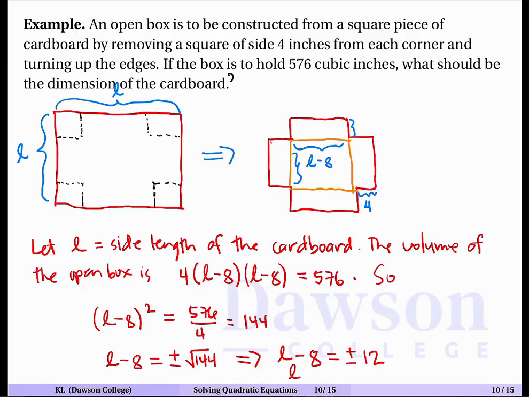Which means L is equal to plus or minus 12. We bring this to the other side, this becomes plus 8. So this means that L is either 12 plus 8, which is 20, or the other one is minus 12 plus 8, that's minus 4. But then again, L is a side length. So we can only take the positive solution.